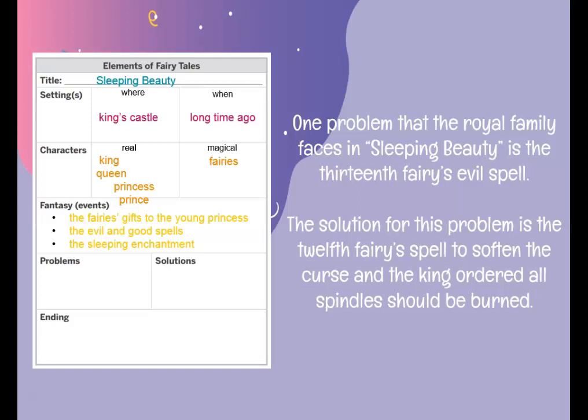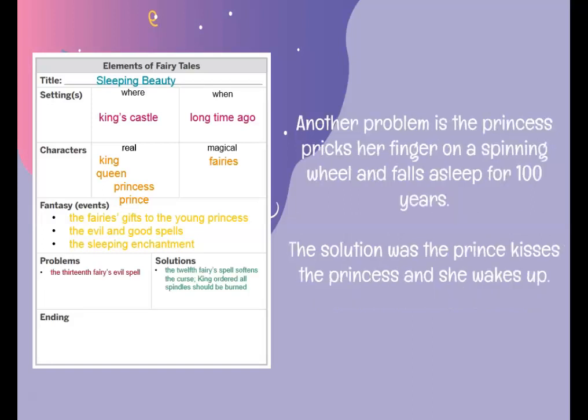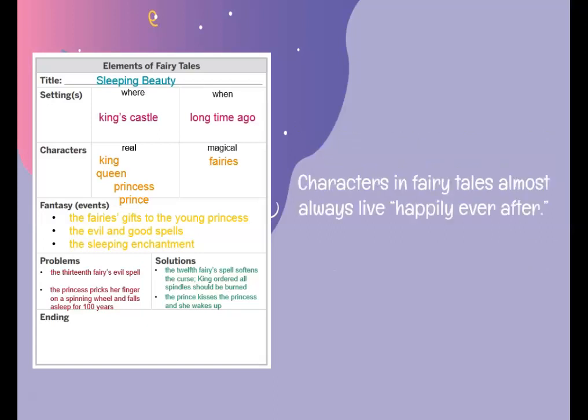One problem that the royal family faces in Sleeping Beauty is the 13th fairy's evil spell. The solution for this problem is the 12th fairy's spell to soften the curse, and the king ordered all the spindles should be burned. Another problem is the princess pricks her finger on a spinning wheel and falls asleep for 100 years. The solution was the prince kisses the princess and she wakes up. Characters in fairy tales almost always live happily ever after.